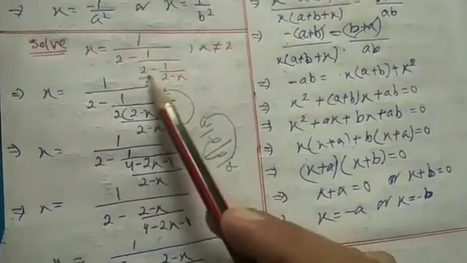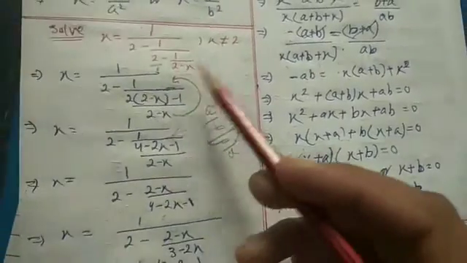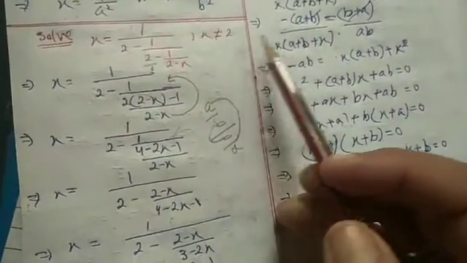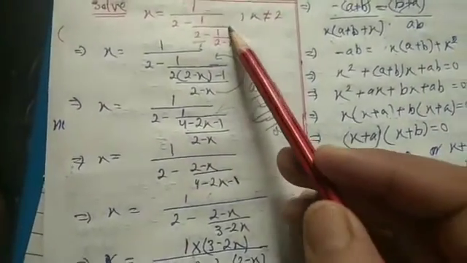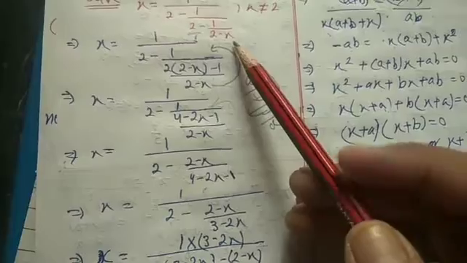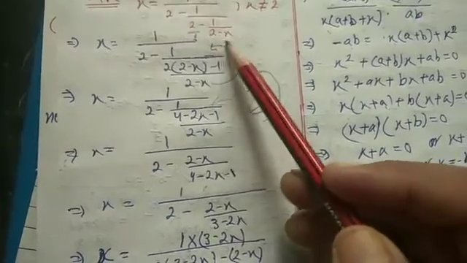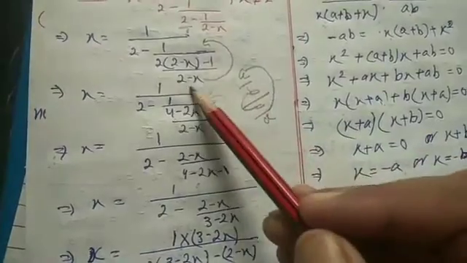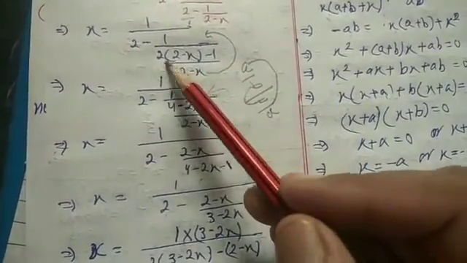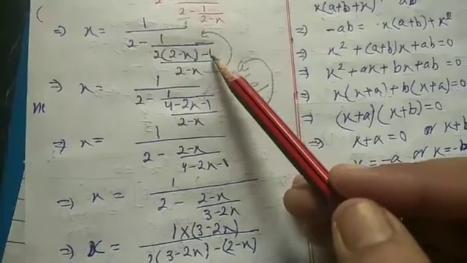Now the next question, we have to solve x equals 1 over 2 minus 1 over 2 minus 1 over 2 minus x, where x is not equal to 2, because if x equals 2, then this will become not defined. So first we'll take this term 2 minus 1 upon 2 minus x. So here the LCM will be 2 minus x, and 2 can be written as 2 upon 1, so 2 into 2 minus x minus 1, whole over 2 minus x. Now we just solve this, this will be 4 minus 2x and this minus 1.